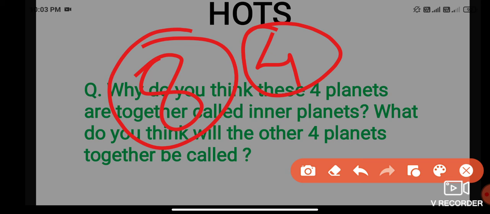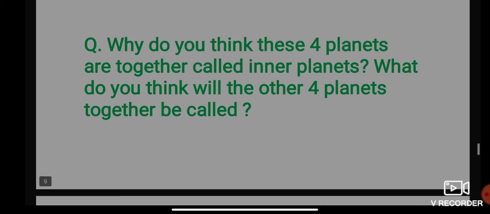Okay, it's very simple. These four planets are called inner planets. Why? Because they lie closer to the sun. As you can see in the solar system, Mercury, Venus, Earth and Mars are closer to the sun. Because of that they are called inner planets, and they are located in the inner part of the solar system. And the rest of the other four planets will be called the outer planets. Okay, so I hope you are clear.